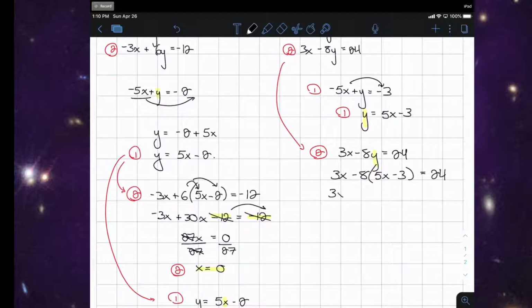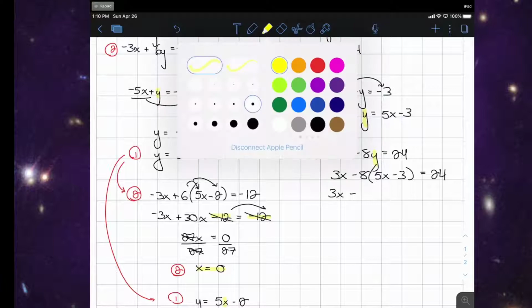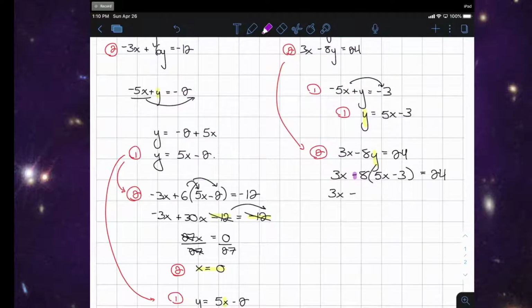So I get 3x minus, now I have to be really careful with my positives and negatives here. So notice that I'm bringing a negative 8 inside my brackets here. Okay, let me make my highlighter a bit bigger. Because I'm multiplying in negative 8 inside the brackets, I just have to really watch out for my signs when I'm multiplying my integers. So I have negative 8 times positive 5x. When I multiply those together, I will get negative 40x. And then I have negative 8 times negative 3. And so when I do negative 8 times negative 3, I will get positive 24, because a negative times a negative gives me a positive, equals 24.